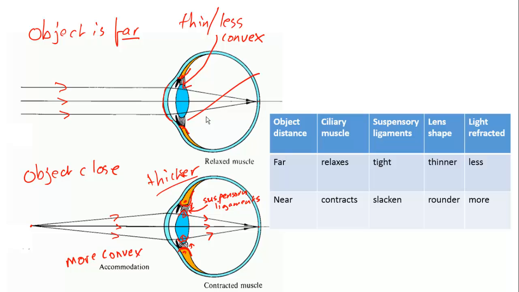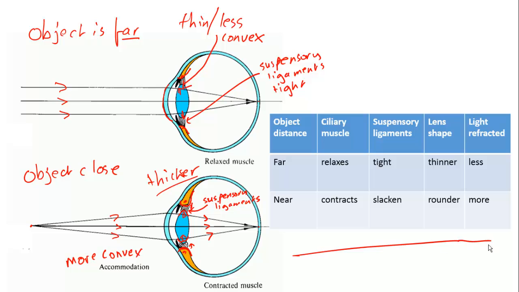Whereas here, our suspensory ligaments are tight, and therefore they're pulling on the lens, they're pulling the lens that way. And as they pull the lens that way, they stretch it out and they make it thin or less convex. And that is how it does it.